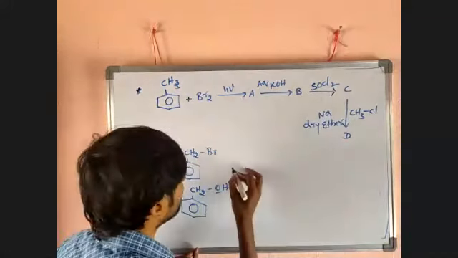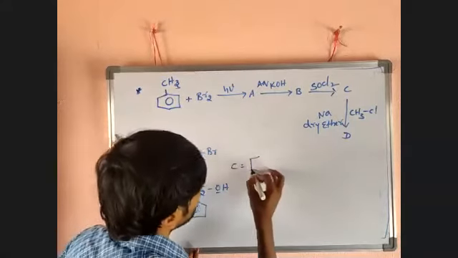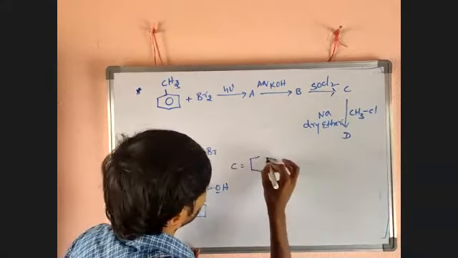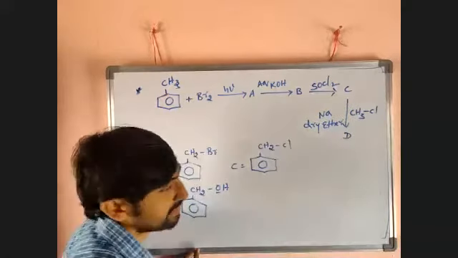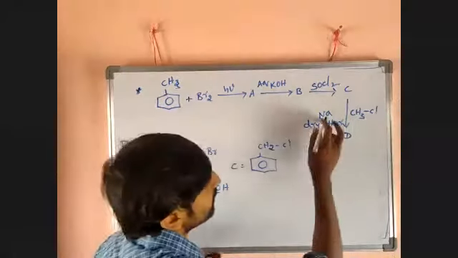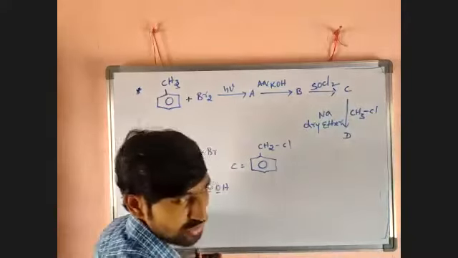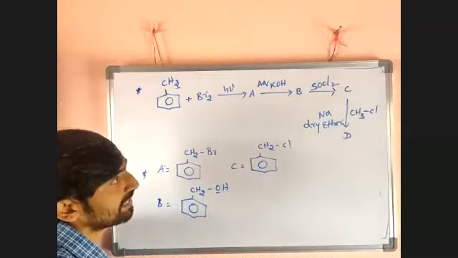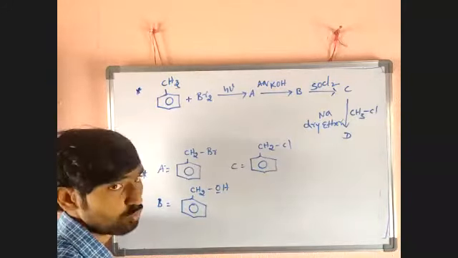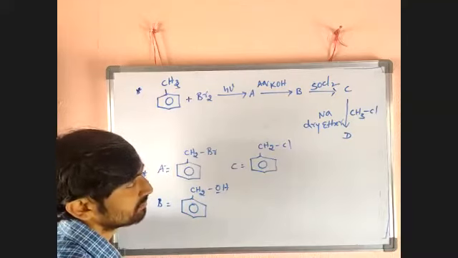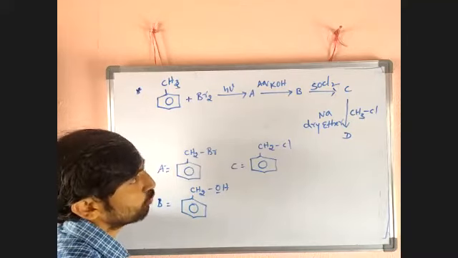Then what we will get here? C equal to CH2Cl. Now it is a very important reaction. Now it reacts with sodium metal with CH3Cl. So it is a Wurtz-Fittig reaction actually. Sorry, it is a Wurtz reaction actually.